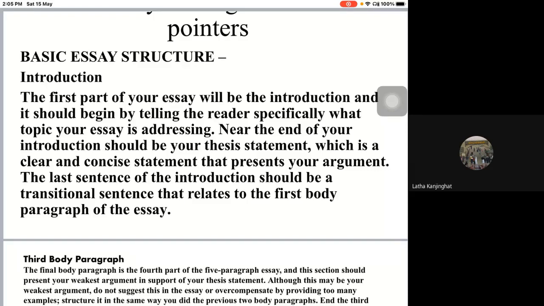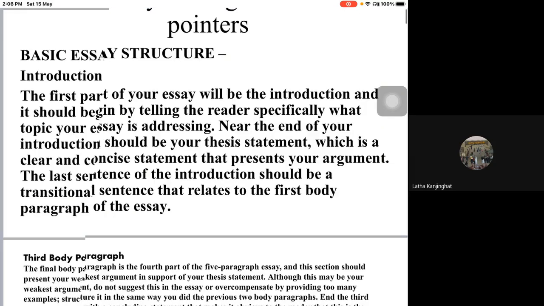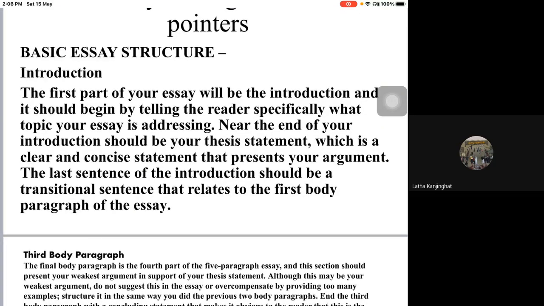So when you begin writing, the first paragraph is what we call an introduction. In that introduction, you will be telling your reader what the topic of your essay is. What are you addressing? Near the end of the introduction should be your thesis statement, the point that you wish to make. That's what a thesis statement is. And towards the last part of the introductory paragraph, you will be making a transition to the first body paragraph. A transition is something that signals a smooth movement from one section of the essay to the next section of the essay.